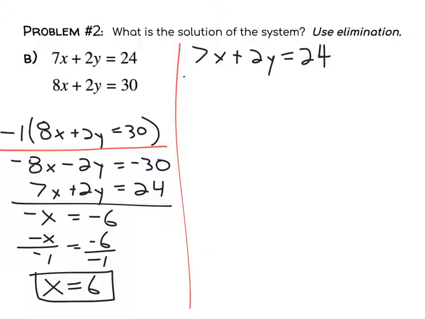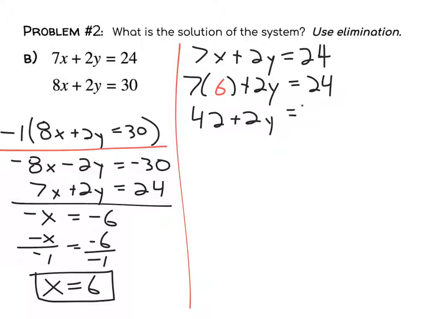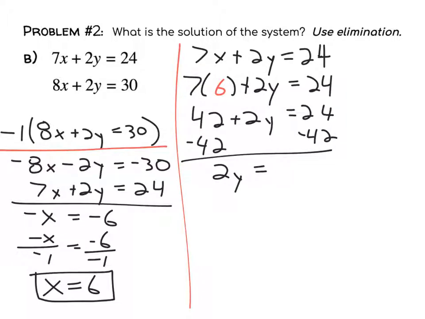And let's substitute in 6 for x. 7 parentheses 6 plus 2y equals 24. And of course, 42 plus 2y equals 24. Subtract 42, subtract 42, and we get 2y equals 24 minus 42.